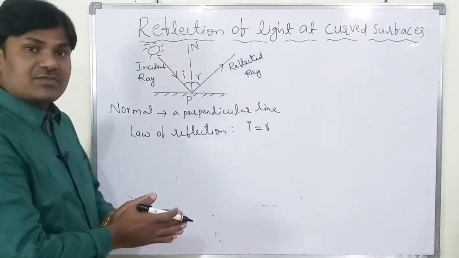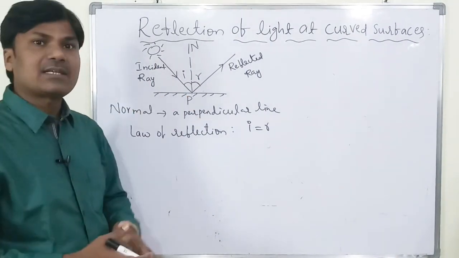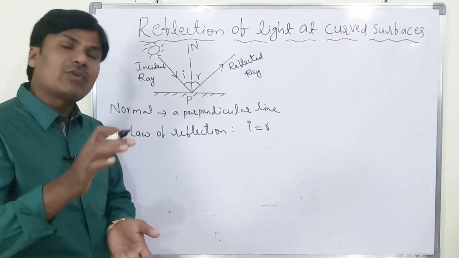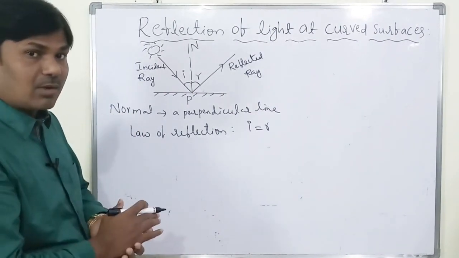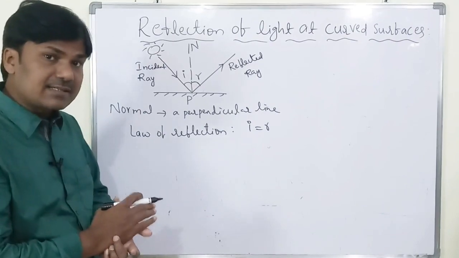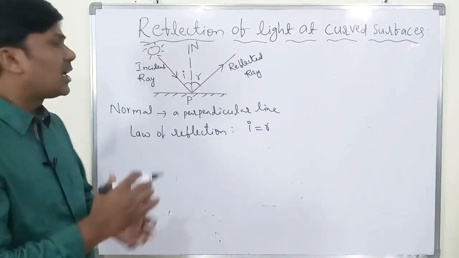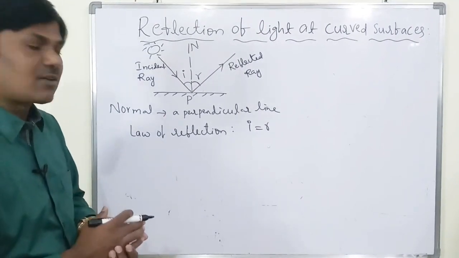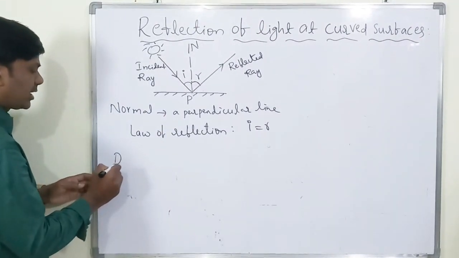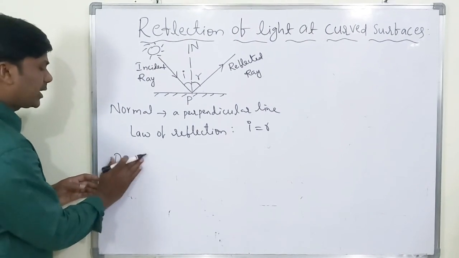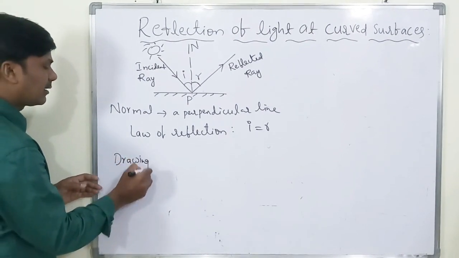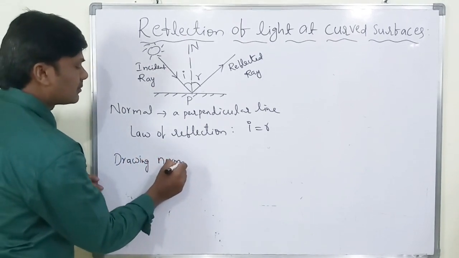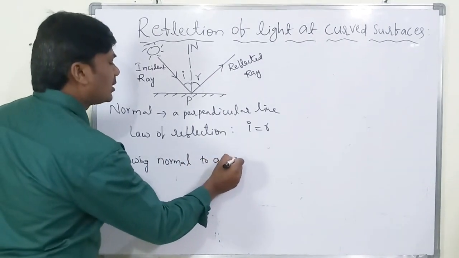Whatever the type of surface may be, here we have taken a plane surface. If you take a curved surface, for a curved surface also we have to draw the normal. With reference to that normal, we have to measure the angle of incidence and the angle of reflection. Now let's see how to draw a normal to a curved surface.